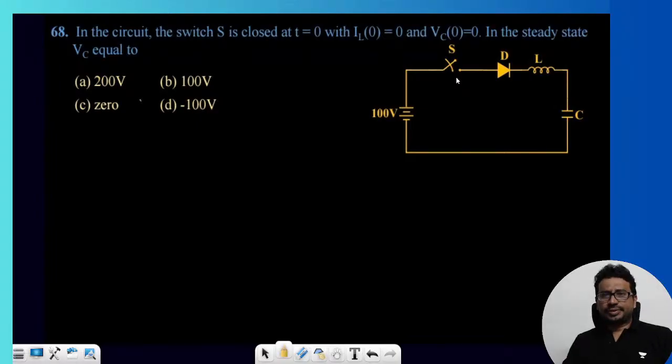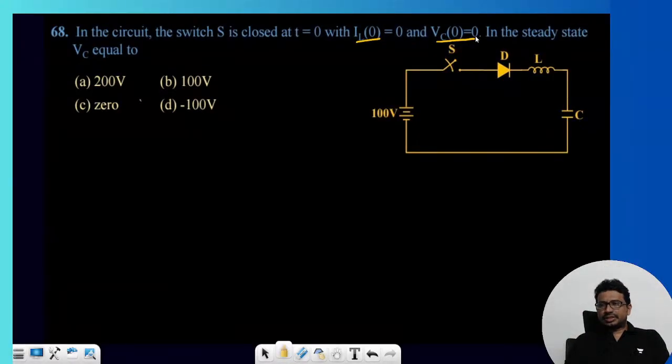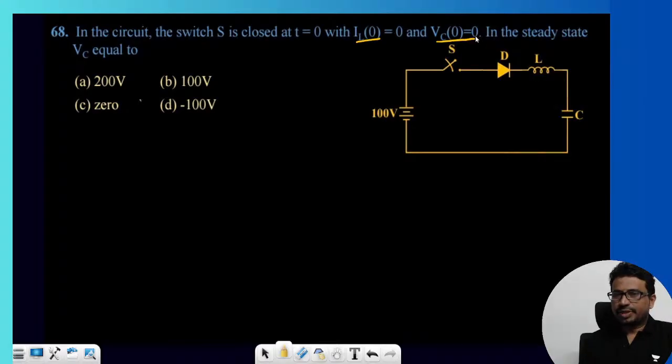In the circuit, the switch S is closed at T equal to 0. Initial values of inductor current and capacitor voltage, both are given as 0. In the steady state, they are asking what will be the voltage across the capacitor. Now you can see, initial values are given as 0. Here we are applying the Laplace domain. So take the Laplace domain.